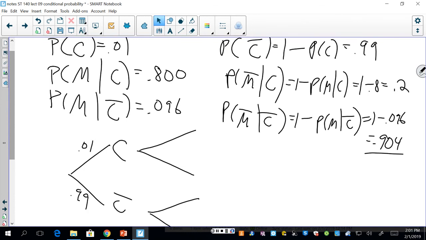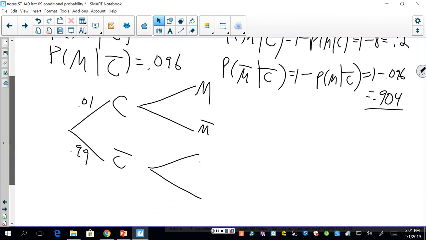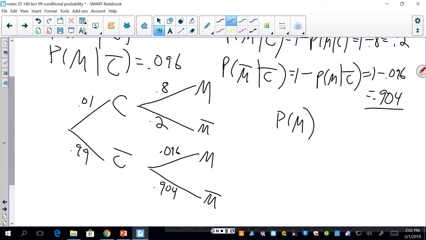And so then positive or negative mammogram test. 80% here for that conditional probability, and 20% there, 0.096, 0.904 for those probabilities. We're looking for, we'll say, the probability of a positive mammogram. That's this law of total probability. That's something that we will need to compute. Take a moment and write down what you need to write down.